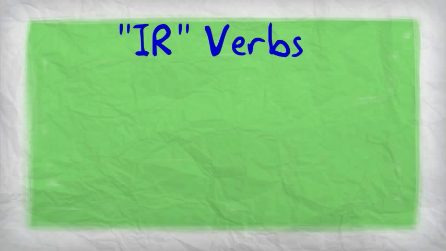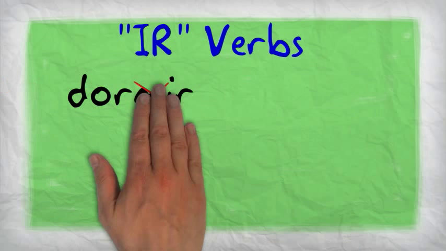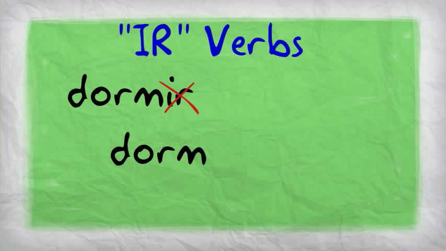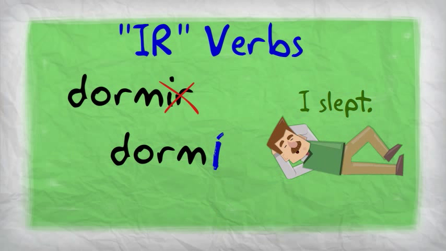Let's look at the yo form of dormir, to sleep, as an example. You know the drill. Eliminate the last two letters, use the remaining stem, then add an I with an accent, just like the ER verbs, to form dormí, I slept.